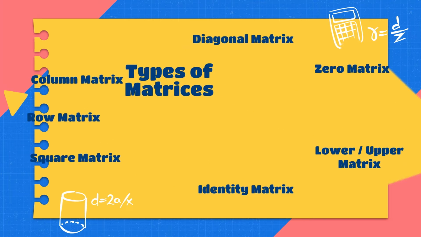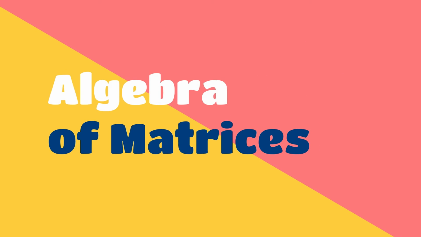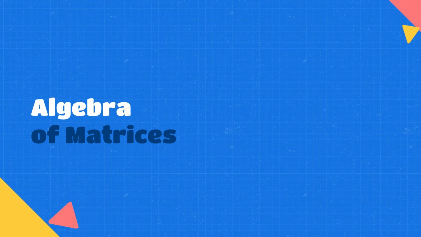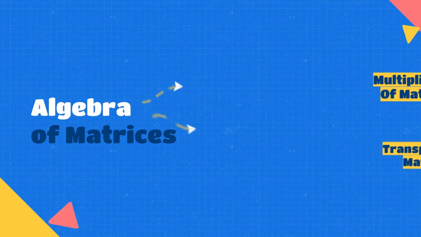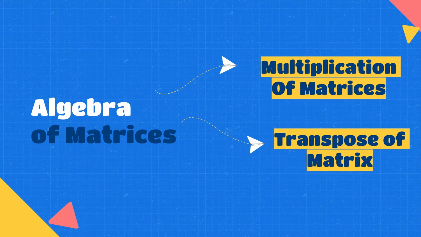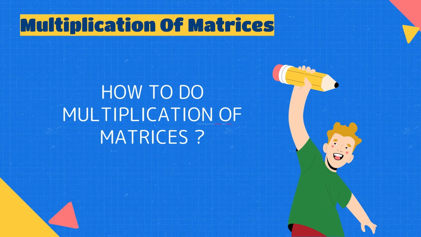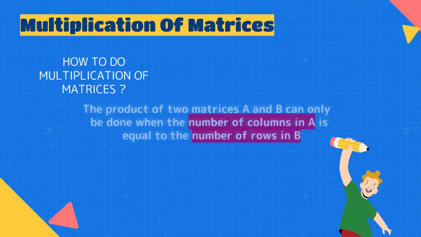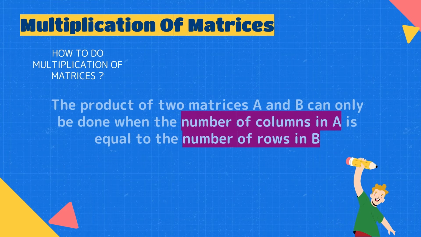Now, let's move on to the algebra of matrices. First of all, let's discuss multiplication of matrices. You must be wondering, how do we do multiplication of matrices, right? In order to do multiplication, the product of 2 matrices A and B can only be done when the number of columns in A is equal to the number of rows in B.